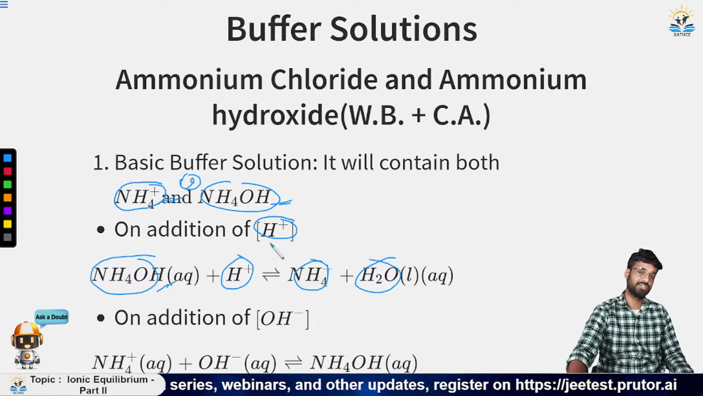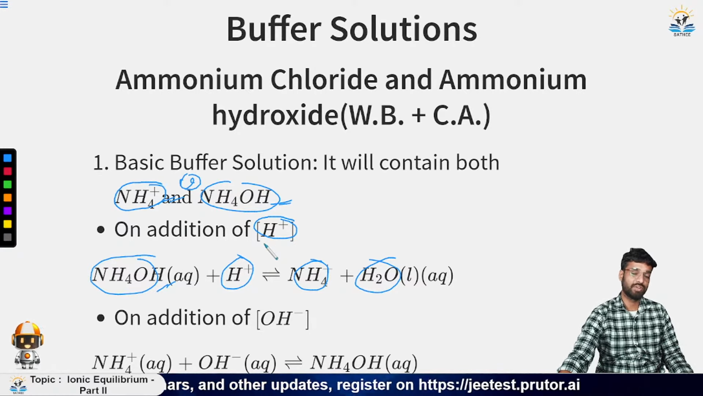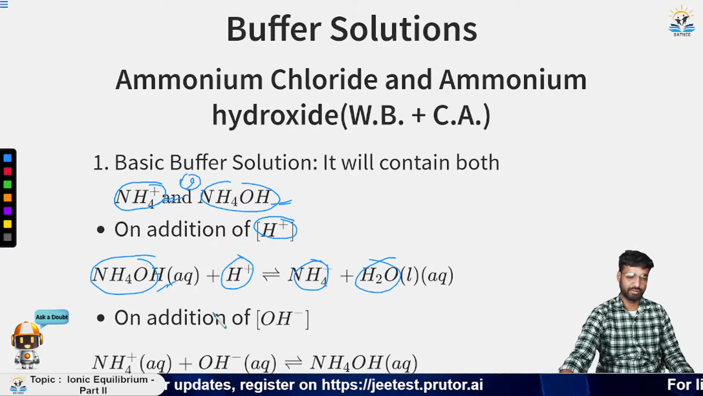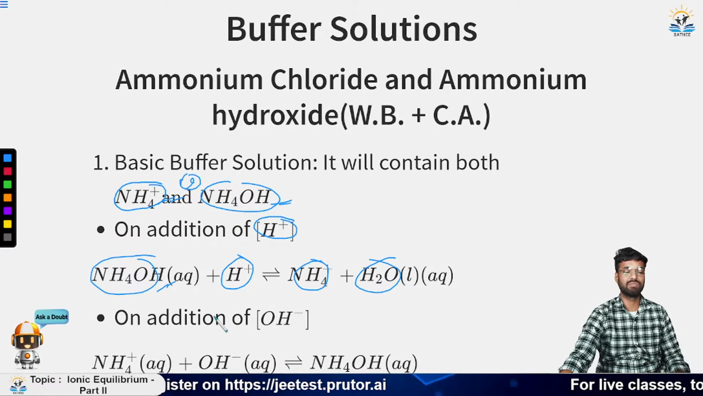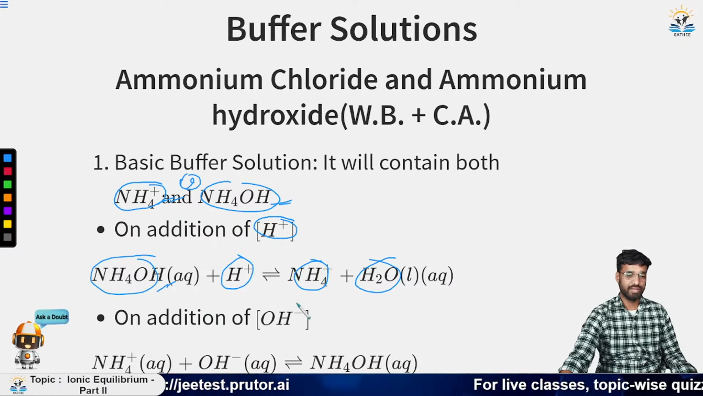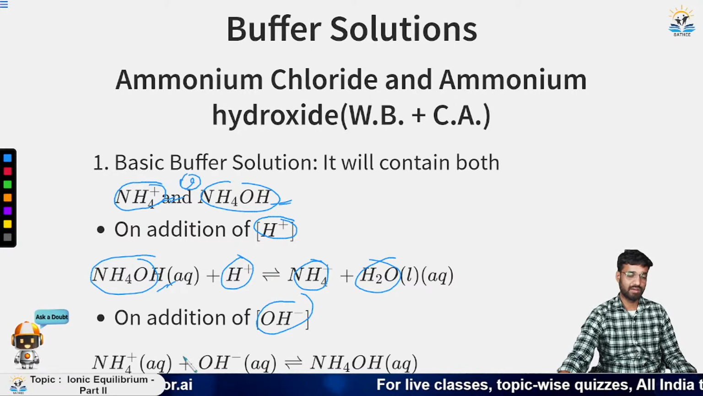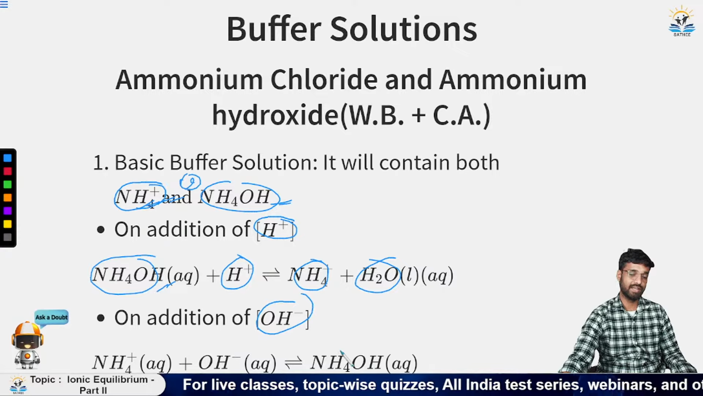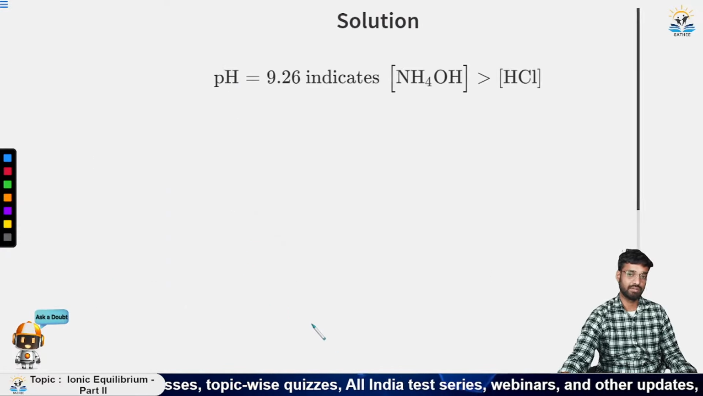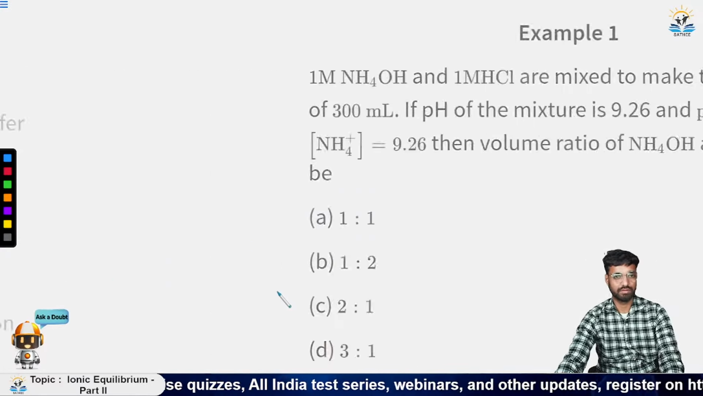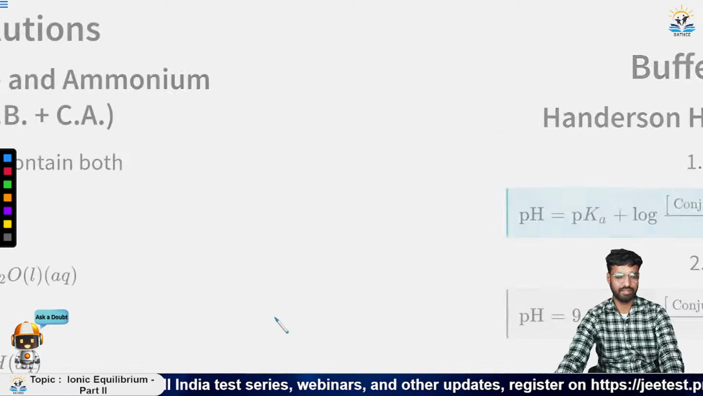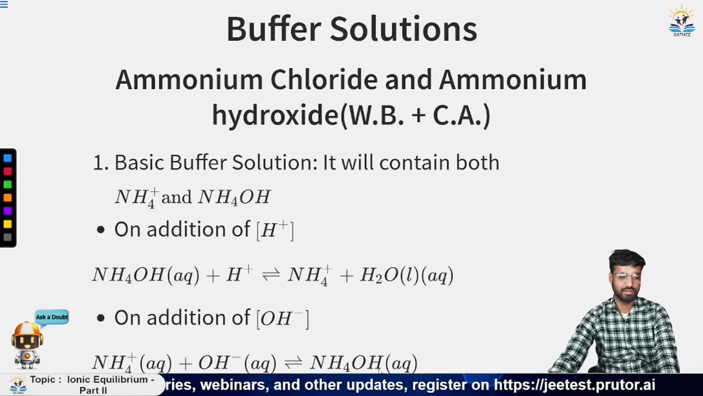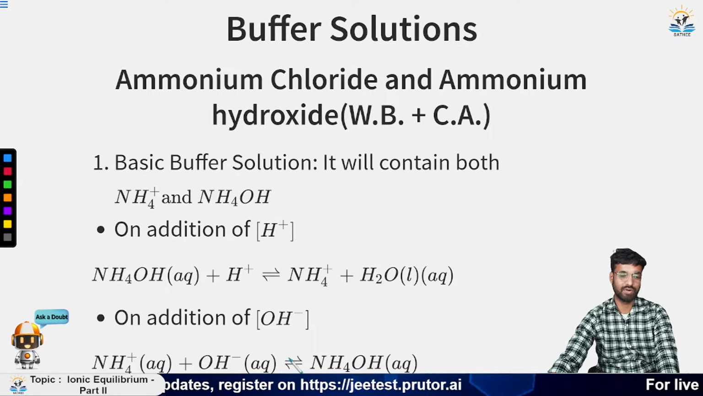Therefore, the pH of the solution is changed by no amount, or you can say a very small amount. Now, if we add an OH minus, it is consumed by this species, that is NH4 plus, and we will get NH4OH. In this way, OH minus is consumed because it will not revert back in the backward direction.